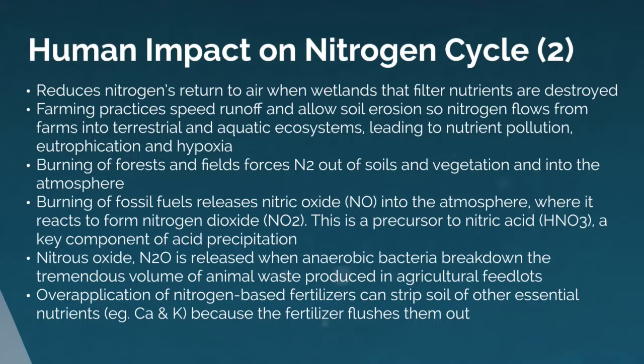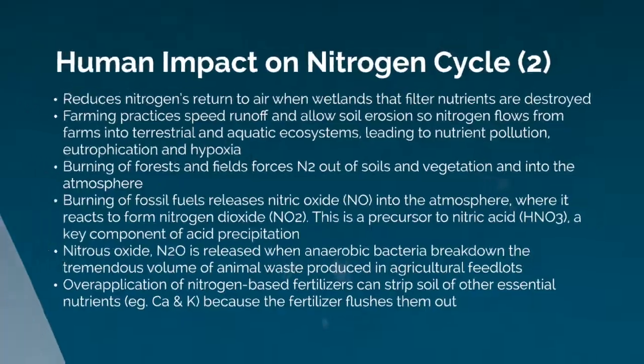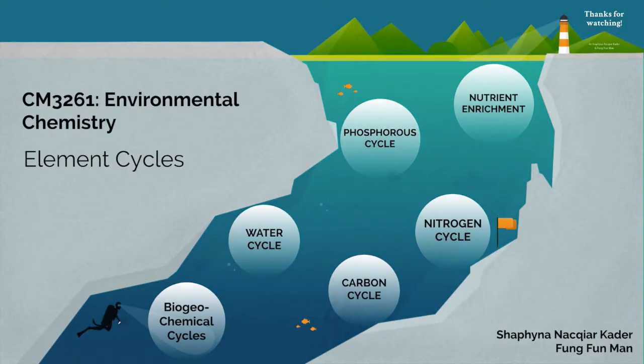Burning of forests and fields also forces nitrogen out of the soils and vegetation and into the atmosphere. Burning of fossil fuels releases nitric oxide into the atmosphere, where it reacts to form nitrogen dioxide. This is a precursor to nitric acid, a key component of acid precipitation. Nitrous oxide is released when anaerobic bacteria break down the tremendous volume of animal waste produced in agricultural feedlots. Over-application of nitrogen-based fertilizers can strip the soil of other essential nutrients, such as calcium and potassium, because the fertilizer flushes them out. And this brings us to the end of the nitrogen cycle.